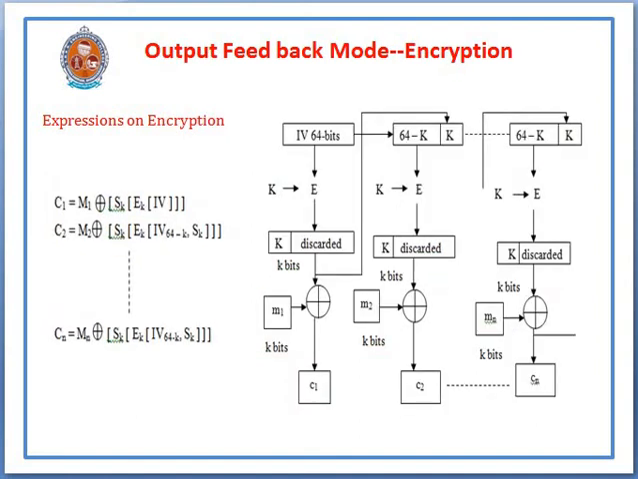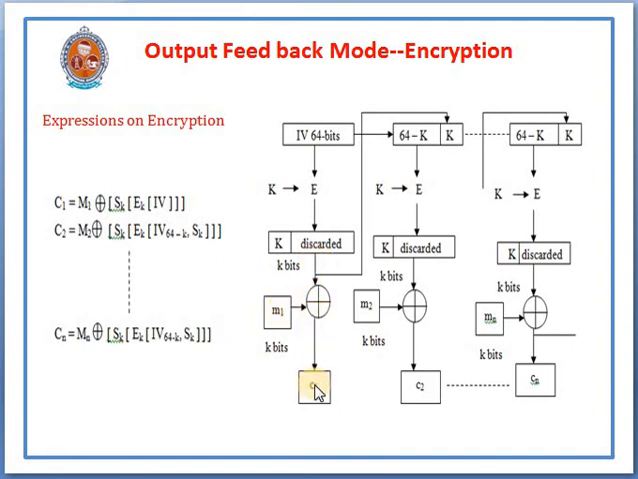And now the diagram on the right hand side shows the output feedback mode encryption process. Here also we have to take the initialization vector which contains 64 bits. The entire 64 bits are encrypted by using some key to get a 64 bit output. Out of those we have to select K bits and discard the remaining. Those selected K bits are plus circled with M1 to get C1.